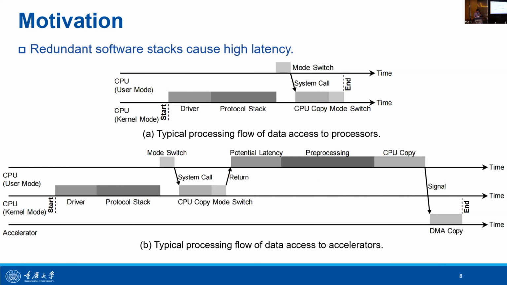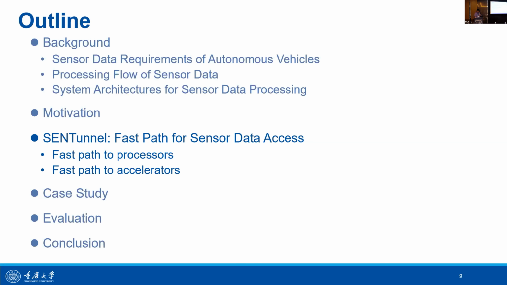To ensure safety, the latency of data paths to processors and the data paths to accelerators need to be considered too. For one thing, the processor needs to perform interrupt handling, network protocol processing, mode switches, and data copy operations. For another, preprocessing of sensor packets via processors also results in high latency. In order to solve the problem, we propose a novel architecture, Sentinel, to process sensor data on automotive embedded systems.